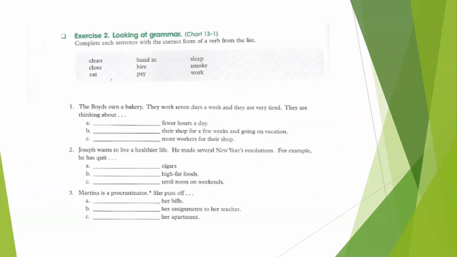All right, we have an exercise where we need to complete the sentences with the correct form of the verbs from the list. So let's take a look at the verbs first. I'm pretty sure you know of them. Clean, close, eat, hand in, hire, pay, sleep, smoke, and work. So please pause the video and try to do this exercise in writing in your notebooks. Take a few minutes.